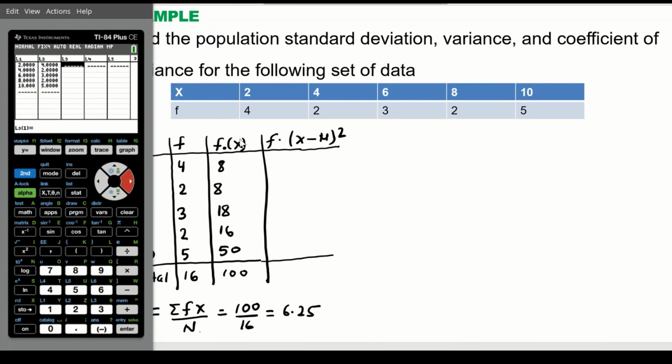You can also find this using the calculator. If you want to do that, you have to go to the third column and highlight this L3. Once you highlight L3, whatever you want to type here will appear here.